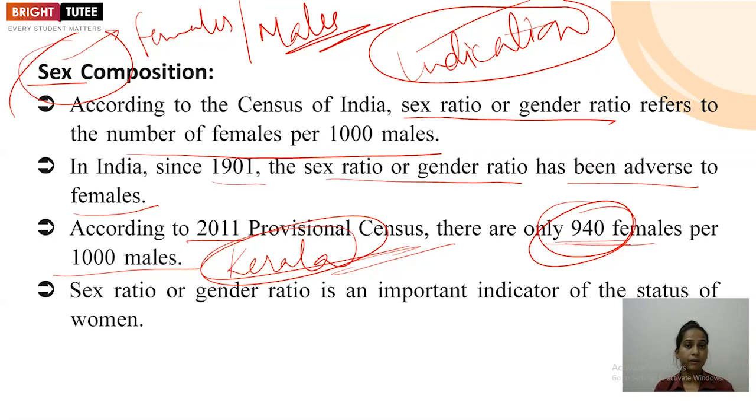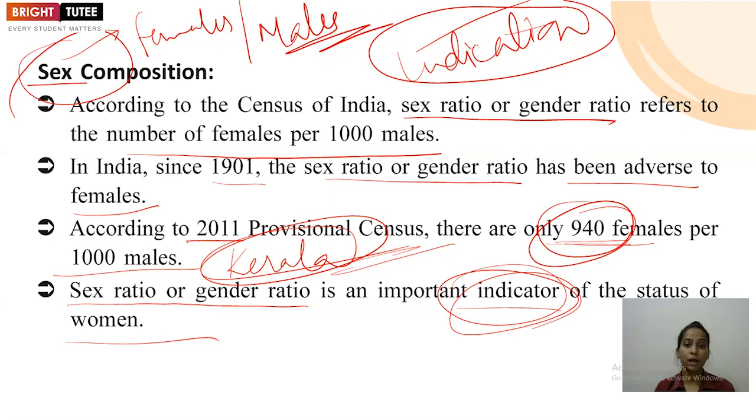In Haryana and Rajasthan, if we talk about particular states, this ratio was very poor. Now it has started improving, but still we are lagging behind. So the sex ratio, or gender ratio, is an important indicator of the status of women.